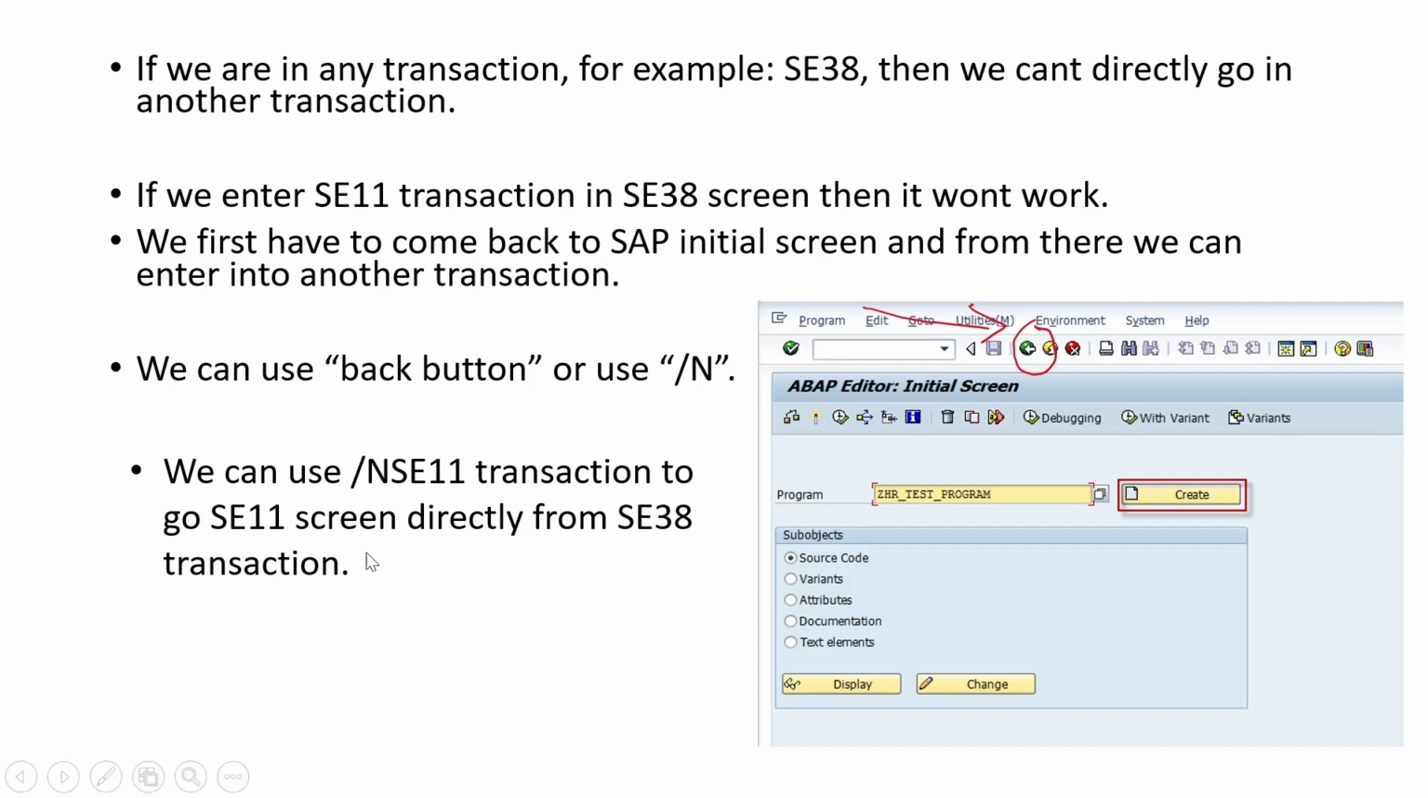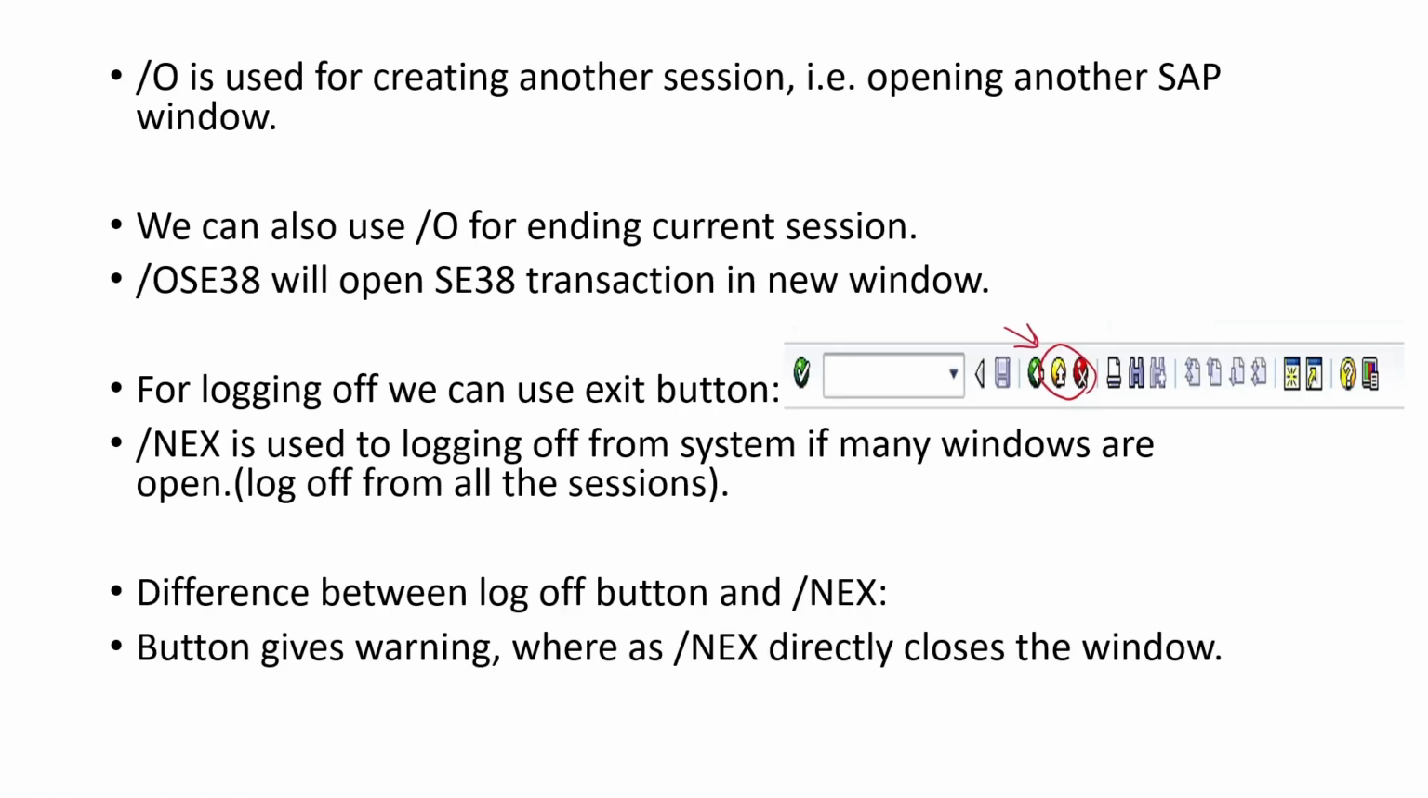Okay, so this we have seen: /n or the back button, why to use this /n button, and how to move between the transaction codes. Now we have another button for ending the session. You can see this yellow button. This is used to end the session, or this red button with an X is there. This button will be used to exit. So either we have the exit button or we have a log off button. I'll just show you again on the screen how it is done.